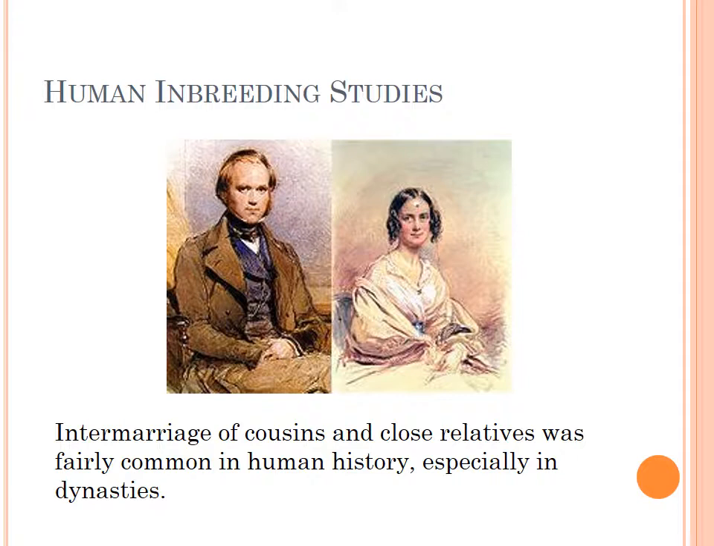The pharaohs in Egypt were considered to be gods. The royal family, they were gods. They couldn't mate with normal people. They could only mate with other gods who happen to be their brothers or sisters, or their mom or their dad. It was there. So there's been a lot of human inbreeding studies that happened.